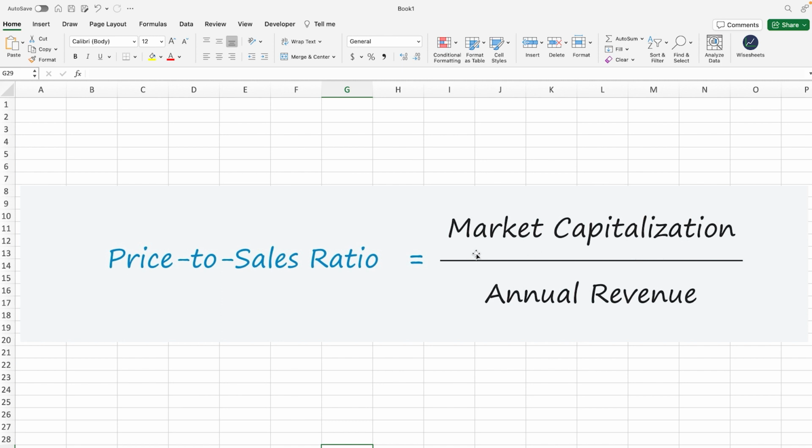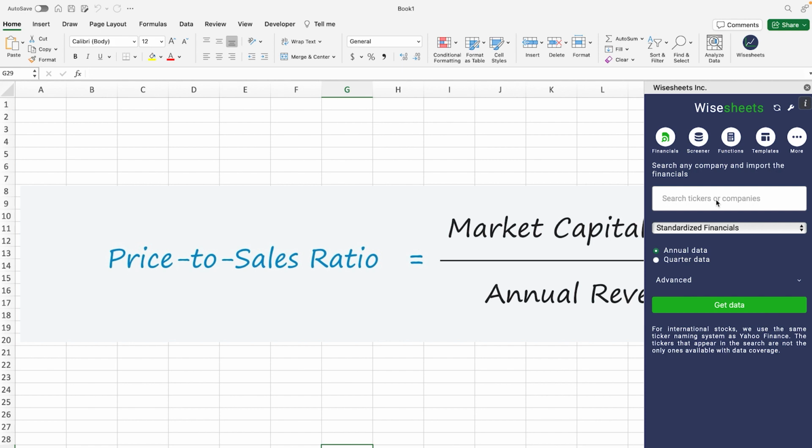The formula to calculate the price to sales ratio is very simple. All you need to do is take the market capitalization of a particular company and then divide that number by the annual revenue of that company. Now, the thing to note is that the market capitalization is constantly changing based on the constantly changing stock price. I'm going to show you how to deal with that, but first we're going to keep it simple and calculate this number on an annual basis using a very familiar company.